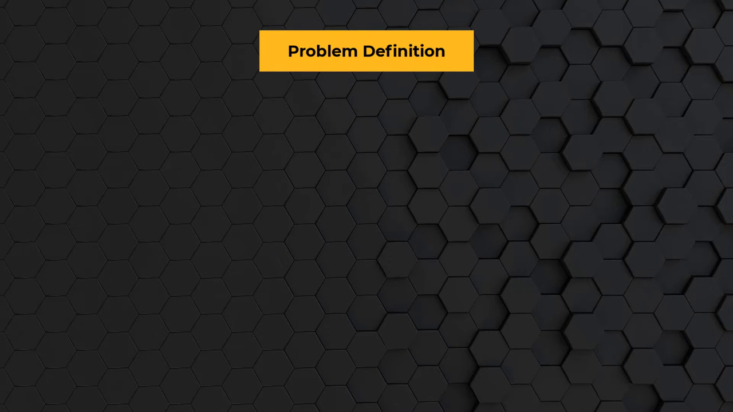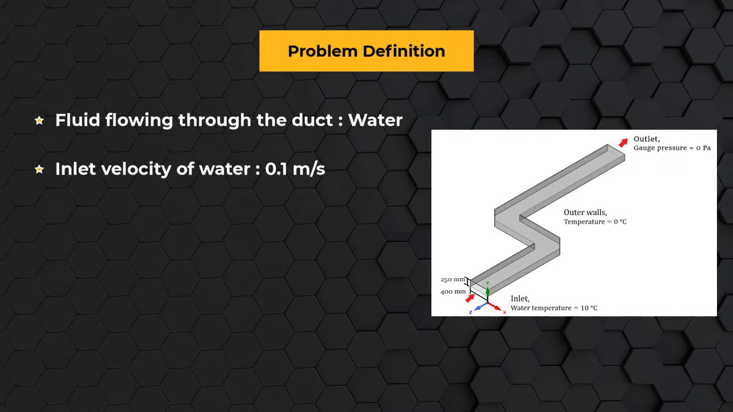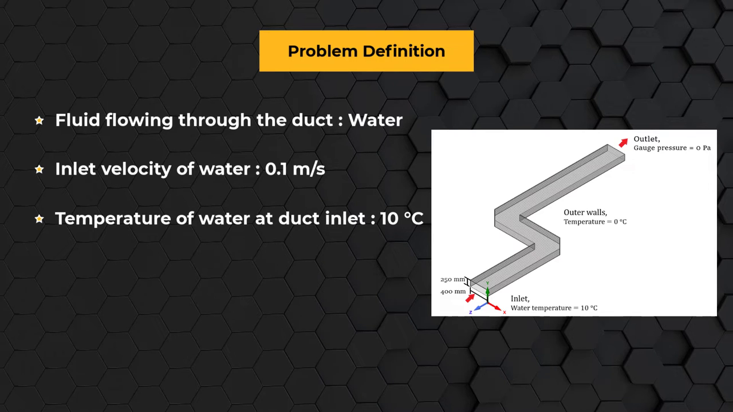Before we begin with Ansys Fluent, let us get a clear idea of the problem being solved. In this demo, we will simulate the fluid flow through a duct and the associated conjugate heat transfer. Water is flowing through the duct with an inlet velocity of 0.1 meters per second. The temperature of the water at the duct inlet is 10 degrees Celsius.